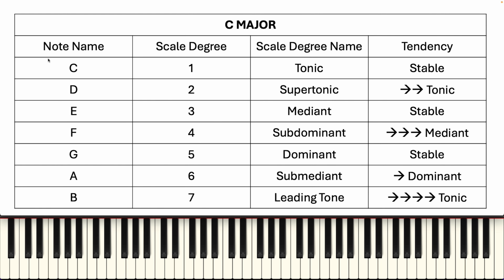So what I map out here is the note name, then the scale degree, then the scale degree name, and then the tendency. Those that are stable, I just put stable, and those that have a tendency to go towards another note, I put which is the other note. So supertonic has tendency to go to tonic, subdominant to mediant, submediant to dominant, and leading tone to tonic. Those that have higher tendency, I put more arrows, and those that have less tendency, I put less arrows.